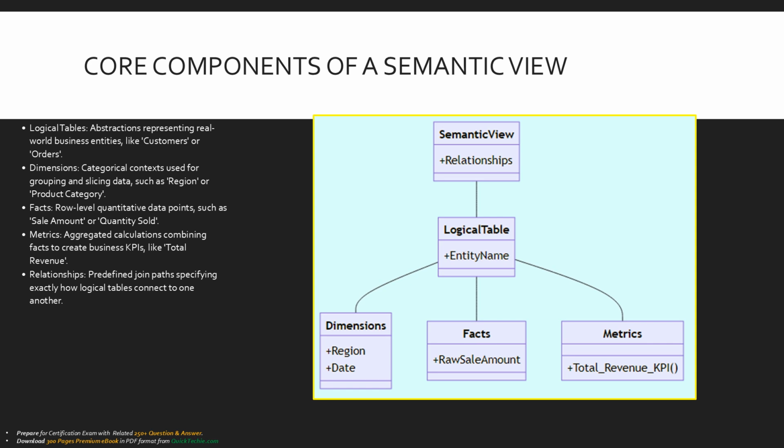Let's map out these concepts using a class diagram. The overarching object is the semantic view, which contains the critical relationship definitions. This view is composed of one or more logical tables, representing your business entities. Zooming into a logical table, you can see it encapsulates dimensions for context, facts for raw numbers, and metrics for aggregated KPIs. By structuring your metadata this way, you are teaching the database and any AI querying it the exact anatomy and vocabulary of your unique business model.